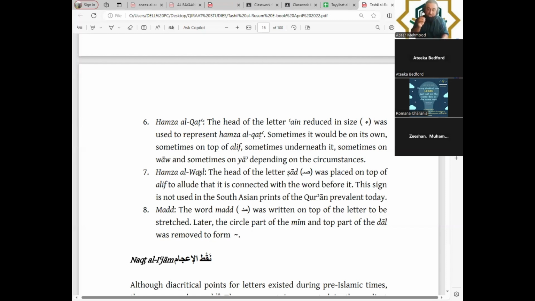So Hamzatul Wasl is something that comes in between words as a temporary measure, because a word cannot start with a sukoon. So, for example, Rabbil Alameen. If I don't read Al-Alameen with Rabb, because Rabb, the ba, has a sukoon, and Al-Alameen, the lam, has a sukoon, then you've got two sukoons.